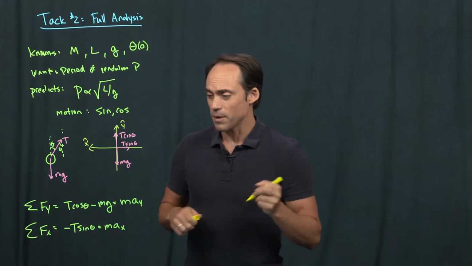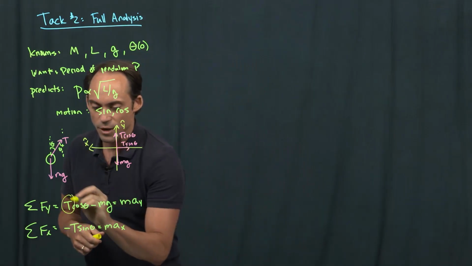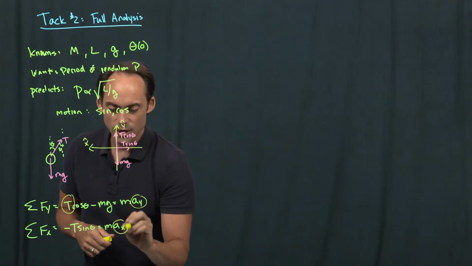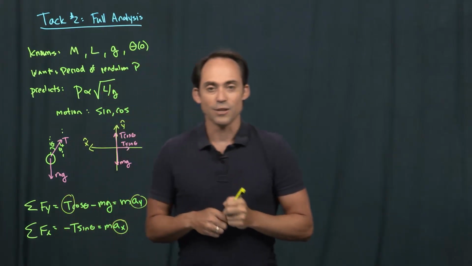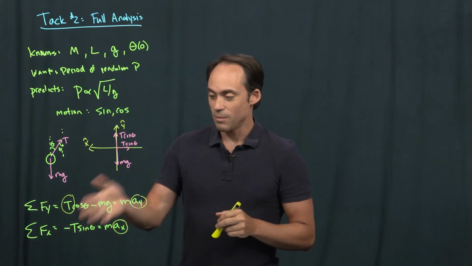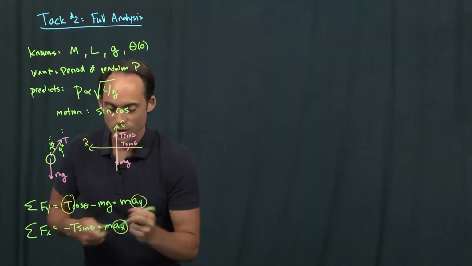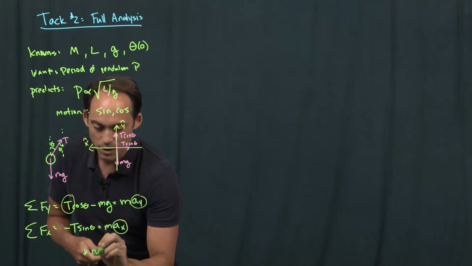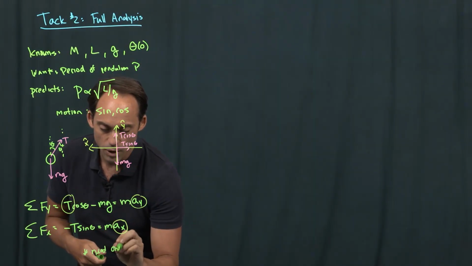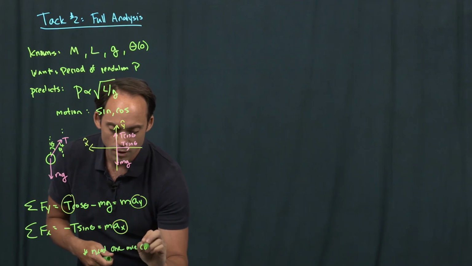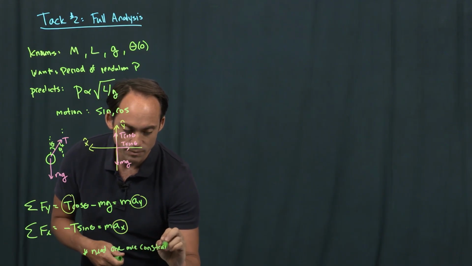Now we have a problem because we have three unknowns, the tension force and the two components of acceleration, but we only have two equations. So we need one more constraint equation.